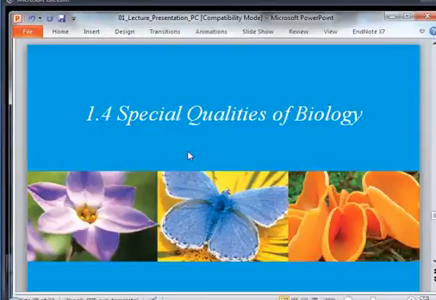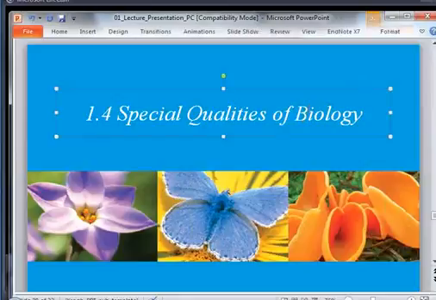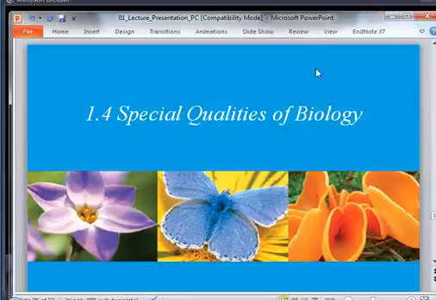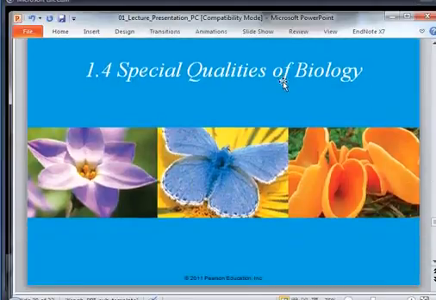So what makes biology special? Well, I'd like to think there's lots of things that make biology special. It's a subject that I very much enjoy. But there are some things that are relatively unique to biology.